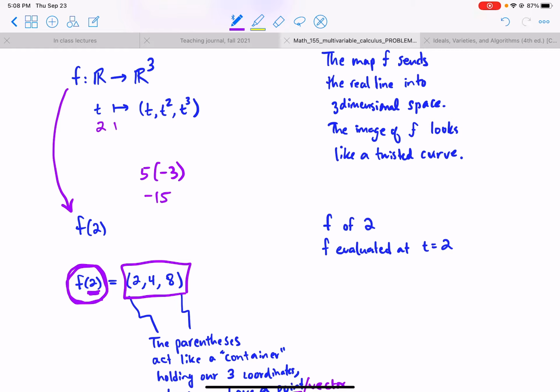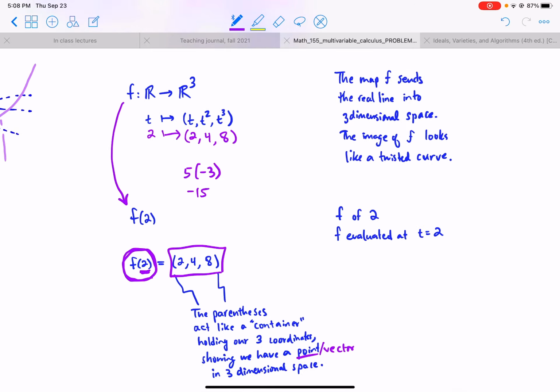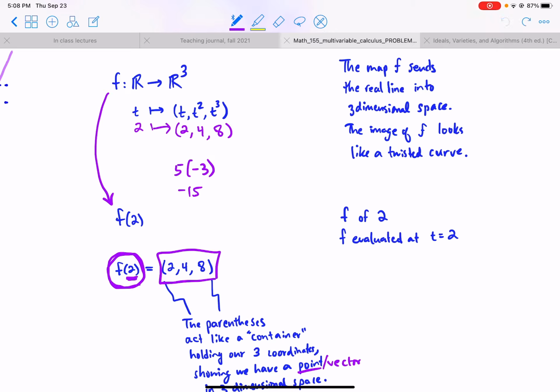So we plug in a 2, and what we would get is a 2 squared, and a 2 to the 3rd power. And so it's really hard because you use parentheses to multiply numbers. Sometimes you use them as a container for a higher dimensional point, and sometimes you use them to evaluate a map at a certain specified input.